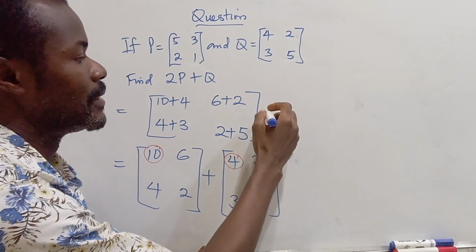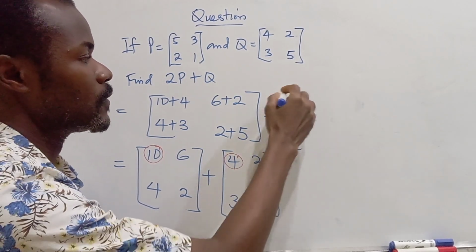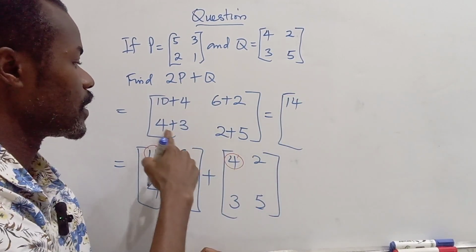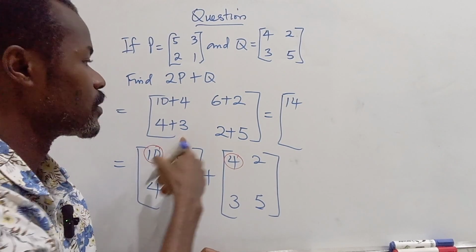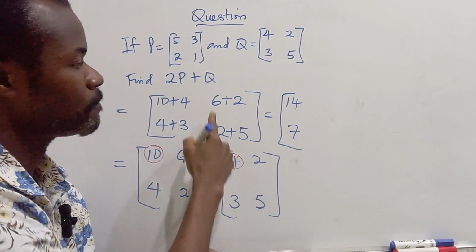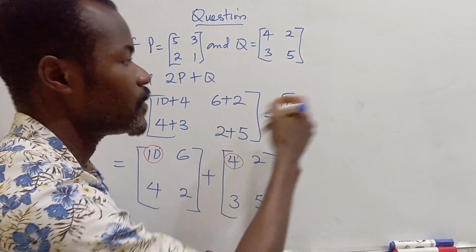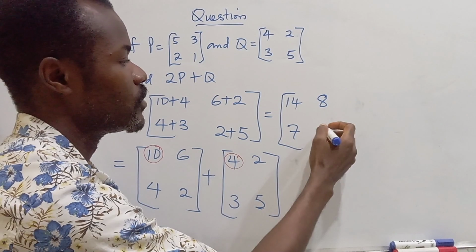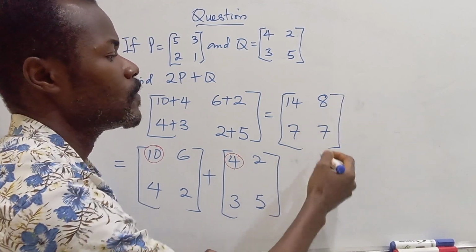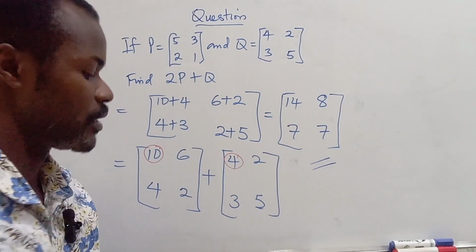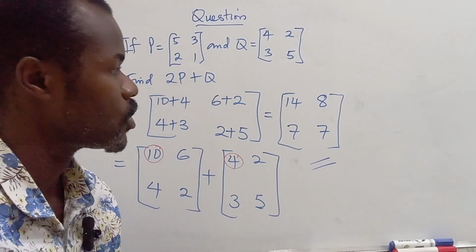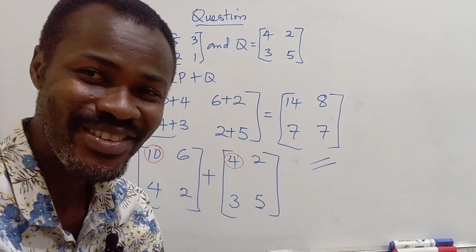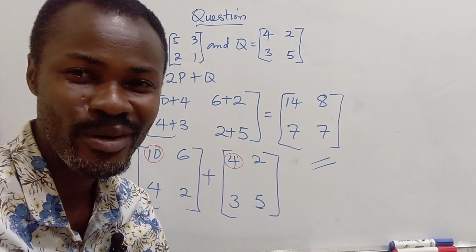The sum of these is now going to give us what? 10 plus 4 is 14. 4 plus 3 is going to give us 7. 6 plus 2 is going to give us 8. And 2 plus 5 is going to give us 7. So our solution to this problem is a 2 by 2 matrix containing the elements 14, 8, 7, and 7. So that gives us the solution to this simple problem.